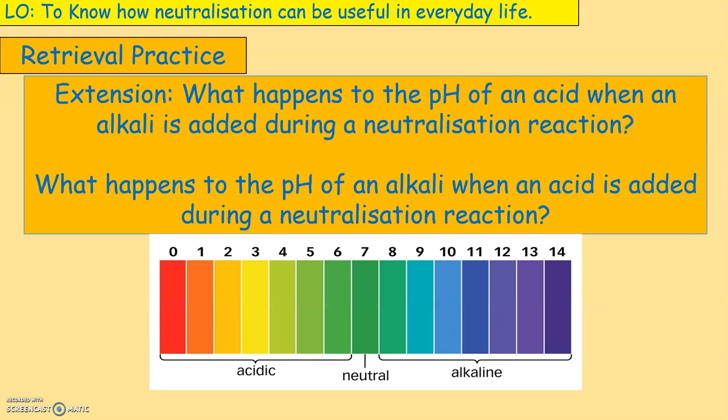Okay, I believe all of you should say the pH goes to 7. If it's an alkali, the pH goes to 7. If it's acidic, the pH goes to 7. So the solution itself becomes neutral because alkali has reacted with an acid, put together, a reaction happens, and the pH becomes pH 7.